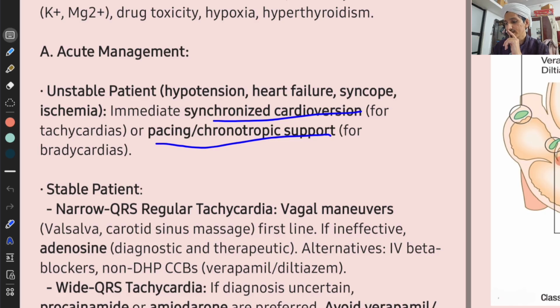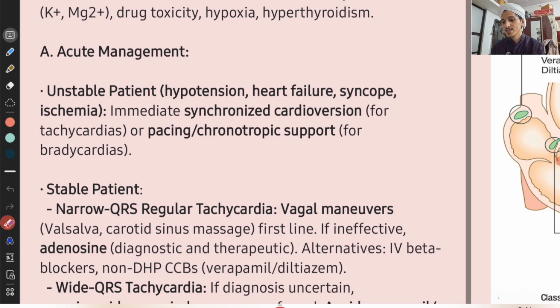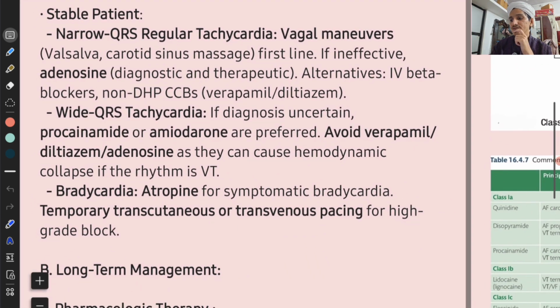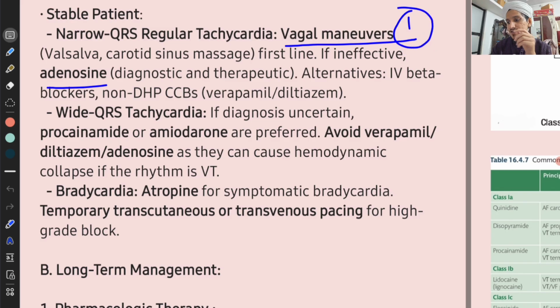If it is stable, then drugs will have a role. Stable patient, narrow complex tachycardia: first you will try vagal maneuvers. Second you will try adenosine. Alternatives are IV beta blockers, this is the third one, and the fourth one is verapamil and diltiazem.